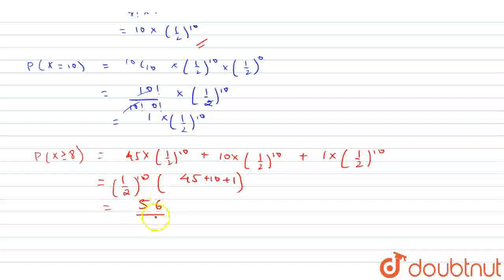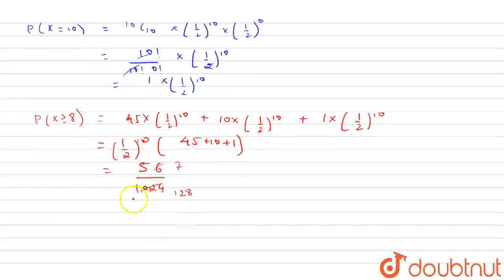Can I write 2 raised to 10 as 1024? Now this can get cancelled by 8. So 8 sevens are 56, 8 twos are 16, 6. So it will become 128. So what is my final answer over here? This is nothing but 7 upon 128.